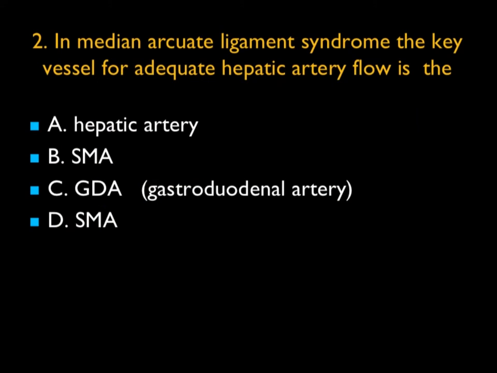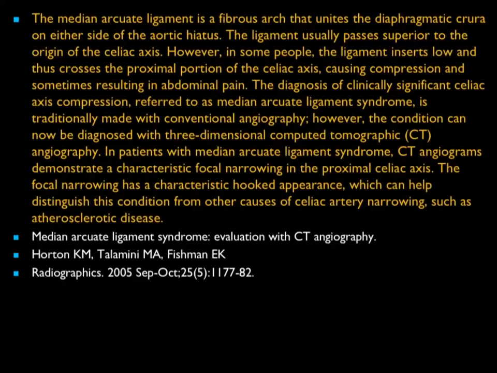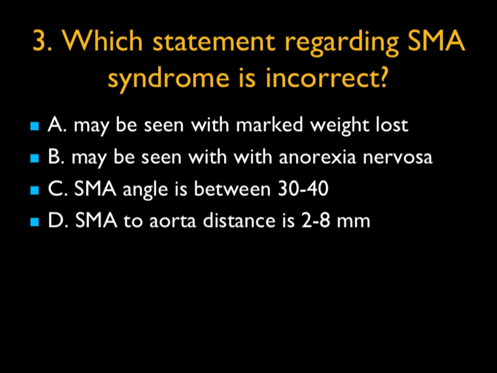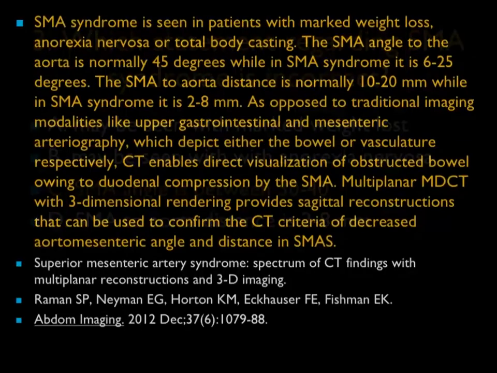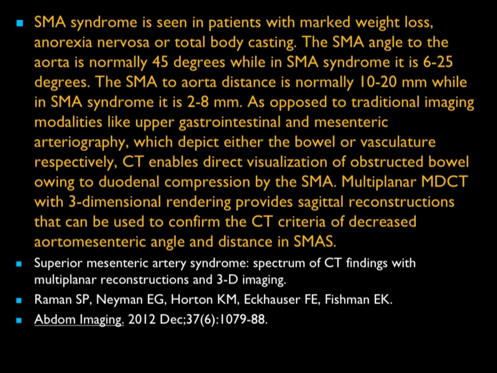Then another question I had, in median arcuate ligament syndrome, the key vessel for adequate hepatic flow is the GDA, right? That connects the hepatic artery to the SMA. You don't want to cut the patient's GDA in these scenarios where you have to do a bypass before you do a Whipple's procedure. And then I spoke about SMA syndrome. What statement is incorrect? The SMA angle is between 30 and 40 degrees. No, that's normal. It's under 25, and typically in my experience, it's closer to 10. And a good article we wrote about that as well.